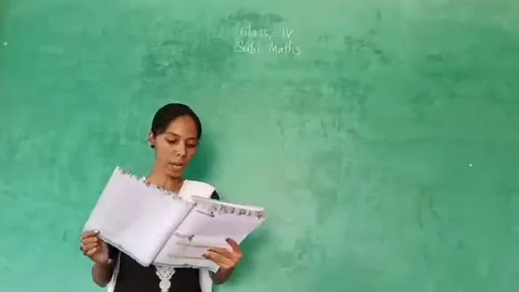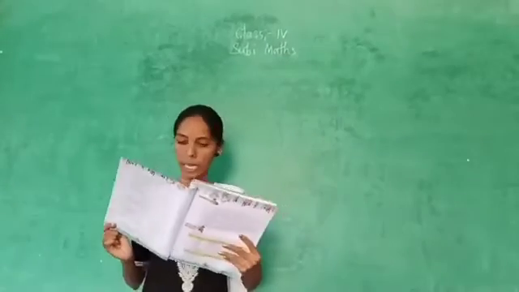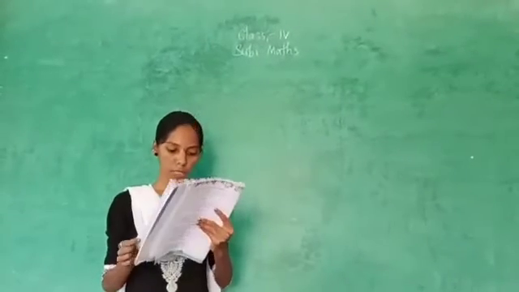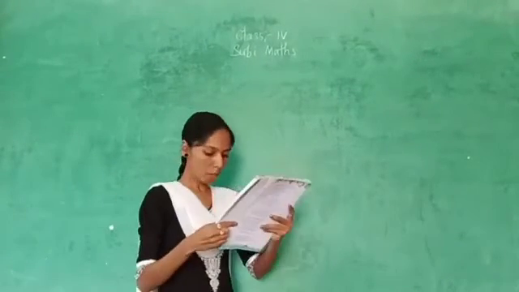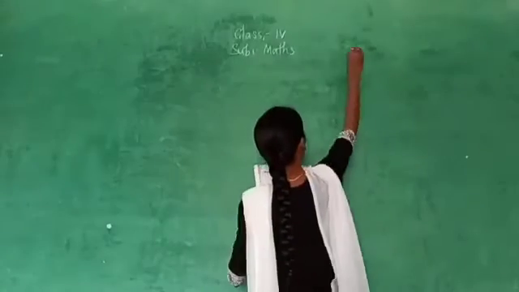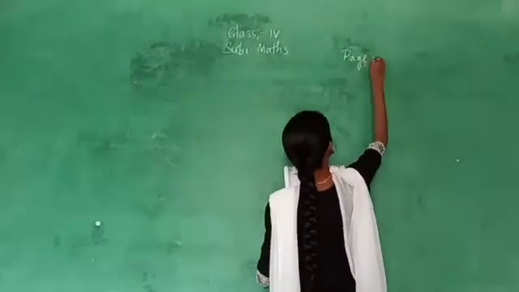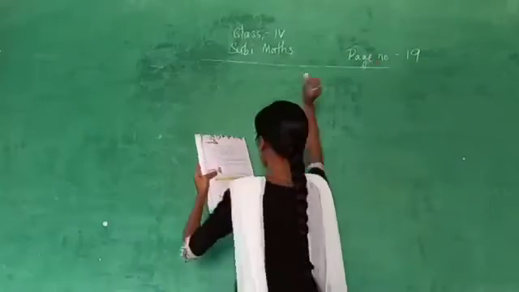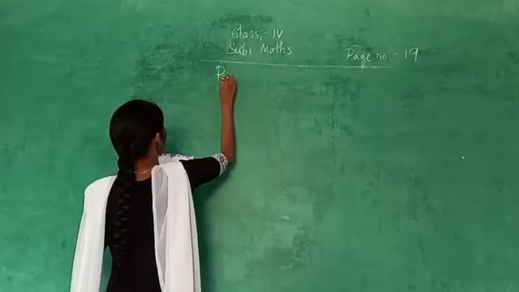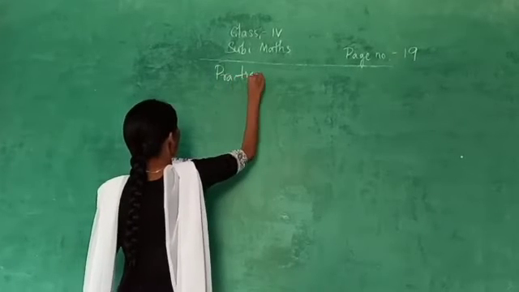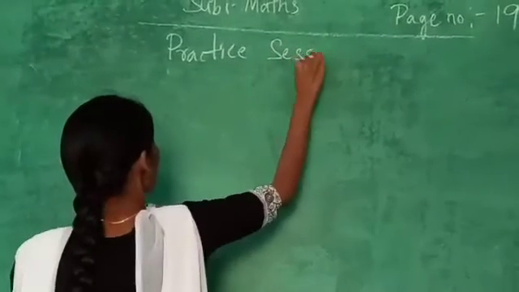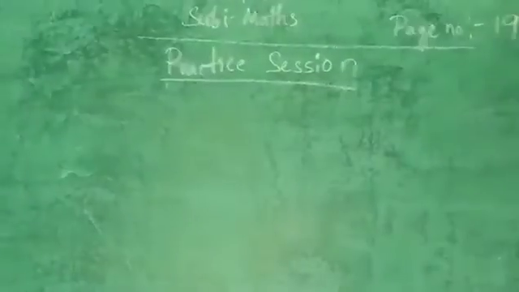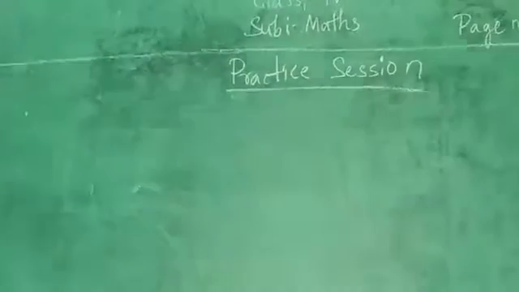In chapter 1, we completed all the bits and rounding off numbers in the previous class. The third and fourth bit, that is exercise 1D, are done. Now, on page number 19, they have given the practice section. The practice section is nothing but whatever we learned in the exercises, that only they have given here.